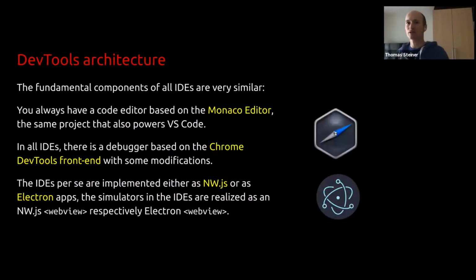The architecture of all these DevTools is fundamentally the same. You've seen it. They're, as far as I could reverse engineer, all based on the Monaco editor, which is also the editor that powers VS Code internally. And in all the IDEs, there's a debugger built in, which is based on the Chrome DevTools frontend with some modifications. I'll talk about those in a couple of minutes as well. And the IDEs per se are implemented either as NW.js or as Electron apps. And the simulators or emulators in these IDEs are then implemented as web views for either Electron or NW.js.